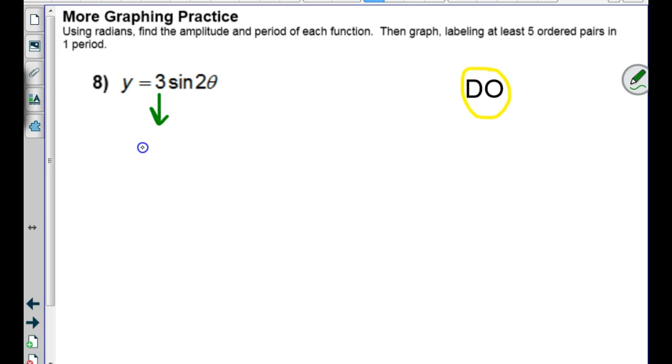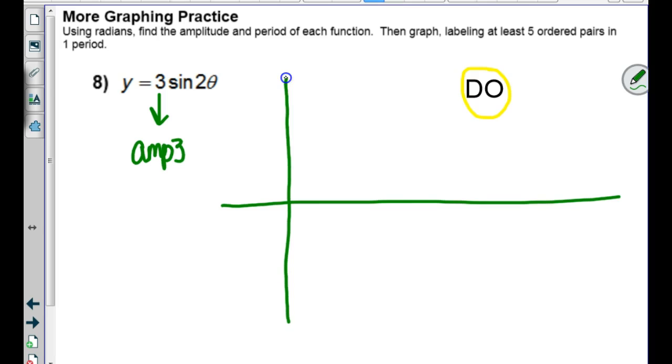What's the 3 tell us? Amplitude is 3. So the maxes, because there's no vertical shift, the maxes and mins are going to occur where? All right. This 2 is the B value, but it's not the period. 2 pi divided by 2 would be the period, which will be pi.